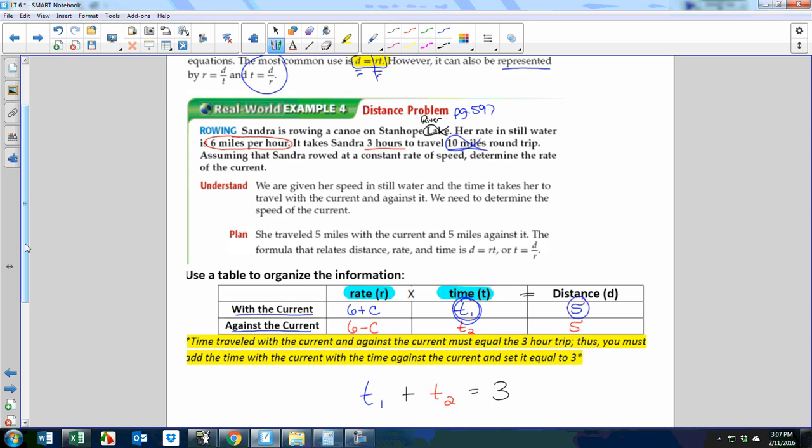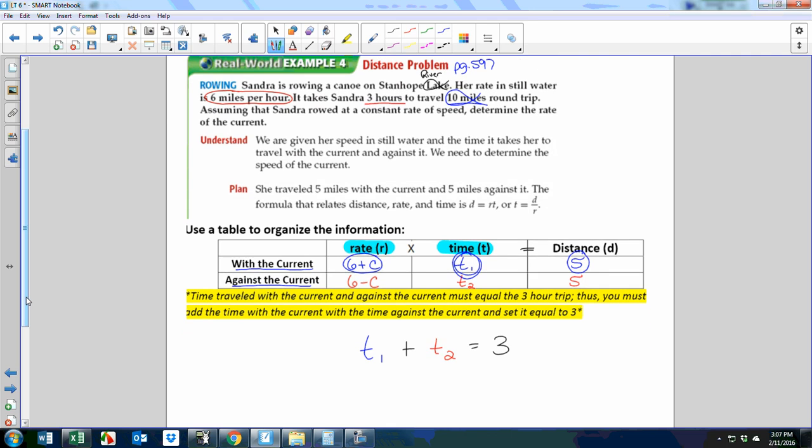Distance 5 over rate 6 plus c. So that blue time can be represented by the fraction 5 over 6 plus c. The red time, the time traveling against the current, can similarly be represented as the distance 5 over the rate 6 minus c. In that glue statement, those two times can be added, and they should equal 3 hours.